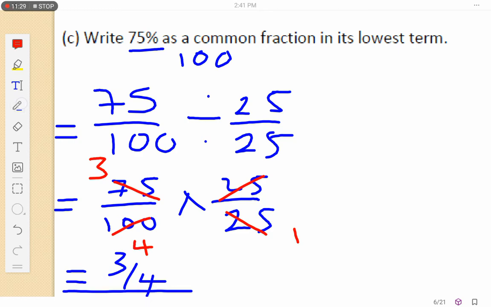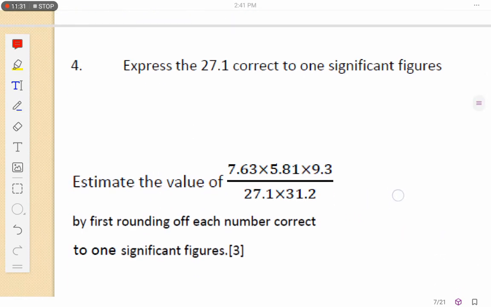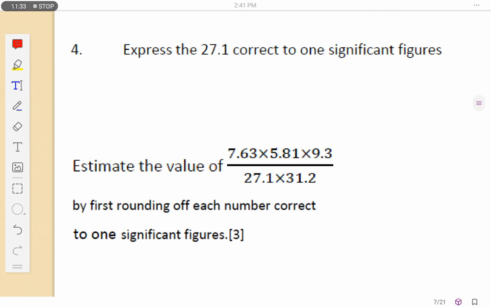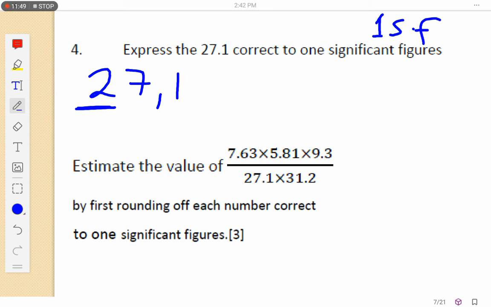Okay, let's go on to the next question. This one is asking us to express 27.1 correct to 1 SF. Remember, we said when we are talking of 1 SF, we look at the first digit because it's 1 SF. Then I consider the second digit. Is it 5 and above?